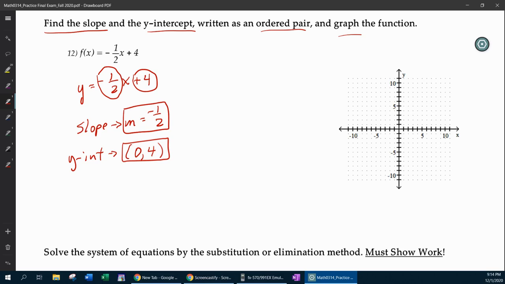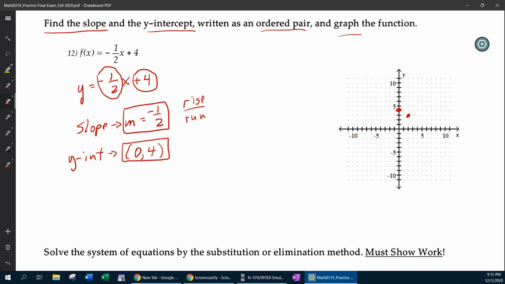And now that I know the slope and the y-intercept, it's going to be super easy to graph. All I've got to do is plot my y-intercept, and from that point, I need to rise and run. Remember, your slope is rise over run. How do I rise -1? Well, that means to go down 1 and then run 2. We're going to go down 1, run 2, and that'll get me to a new point.